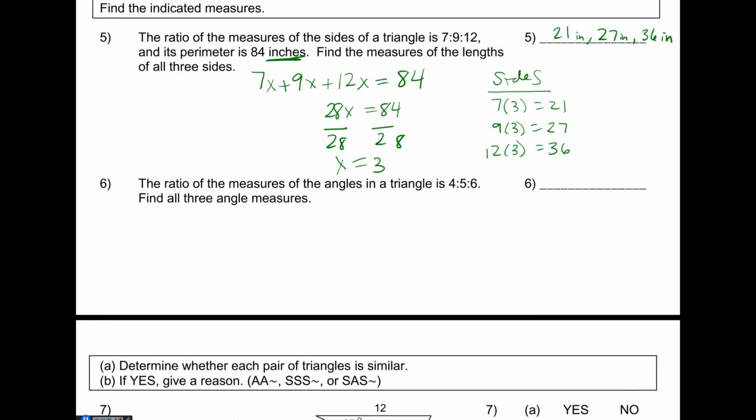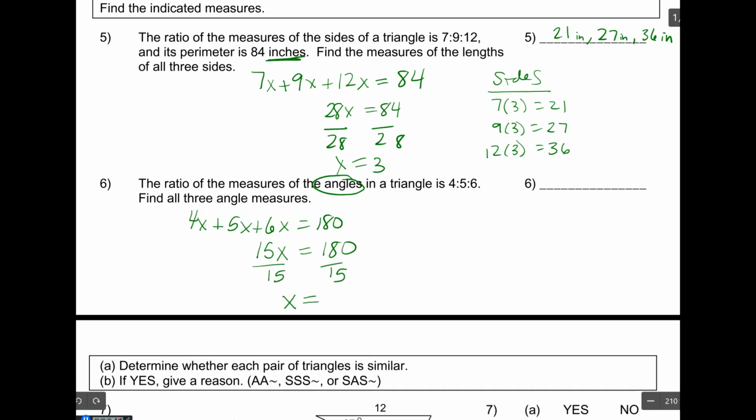Versus number 6 is asking for the measures of angles, which are in degrees. The ratio of the measures of angles in a triangle are 4 to 5 to 6. Find all 3 measures. Well, what's the sum of angles in a triangle? 180. So I know 4x plus 5x plus 6x equals 180. Here, x is standing for what I have to multiply each side by in order for this puzzle to work out, because I have to keep the ratio 4 to 5 to 6. Alright, 4 plus 5 is 9, plus 6 is 15. 15x equals 180, divide by 15. I see that my x is equal to 12.